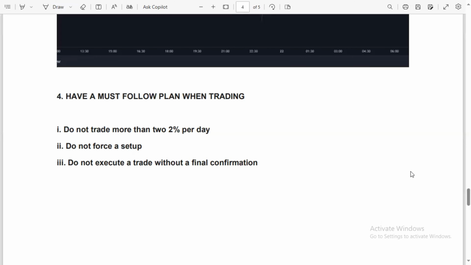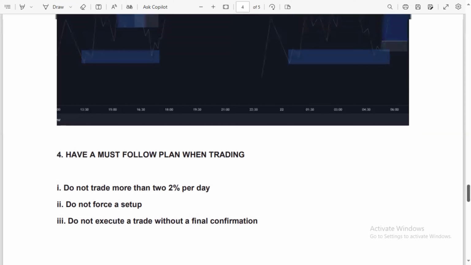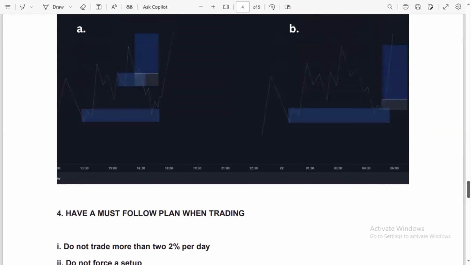And then do not execute a trade without a final confirmation. Like I told you before, I don't use limits. I use instant execution, and I cannot execute a trade without a final confirmation. I have a final confirmation for why I should enter any trade.